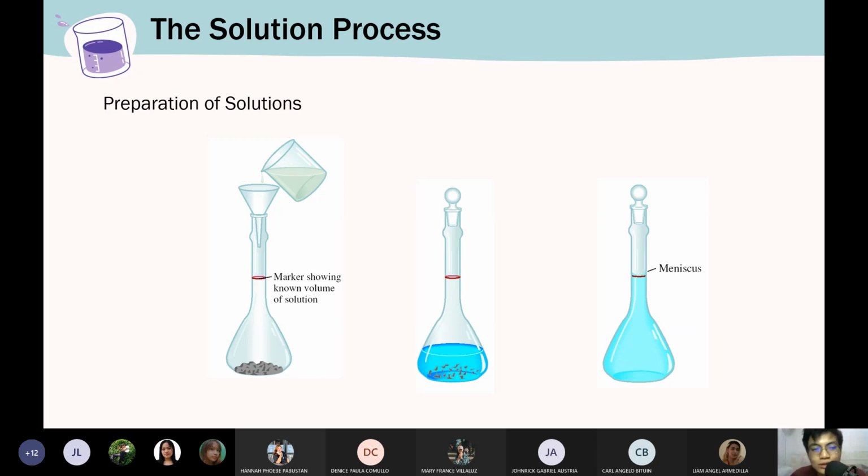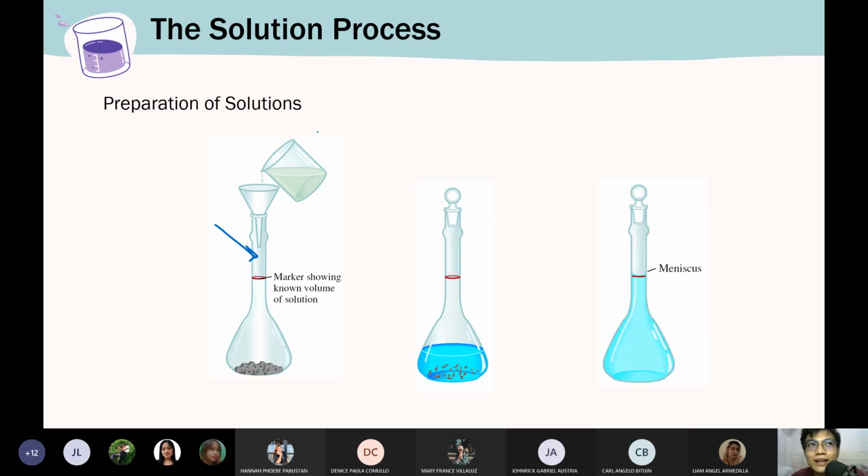Okay. So now, based on whatever you have learned in the laboratory, you already have an idea on how to make a solution, di ba? So ano ulit tawag dito sa apparatus na to? What is the name of this apparatus? Ano kaya name niyan? Erlenmeyer. Volumetric po. Ayun. So this is a volumetric flask.